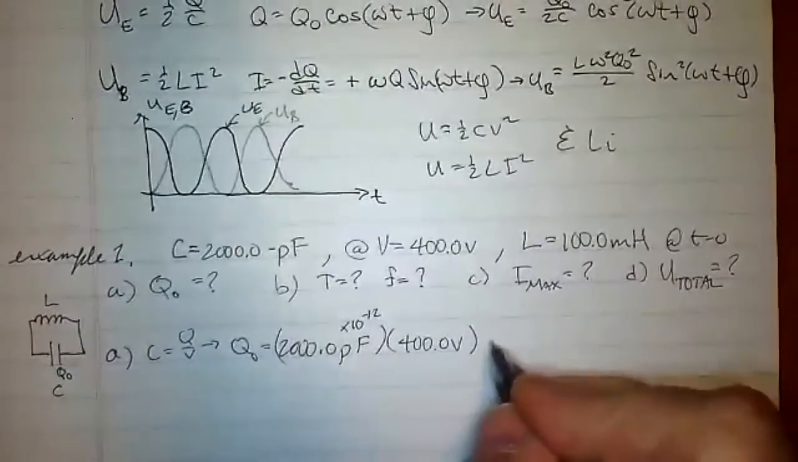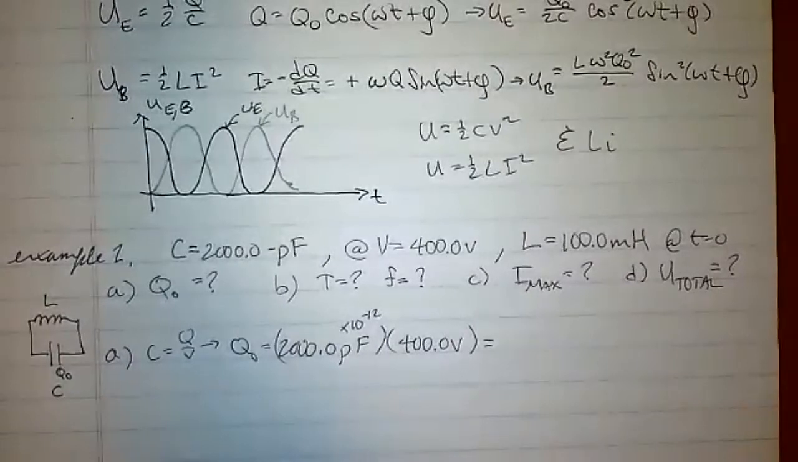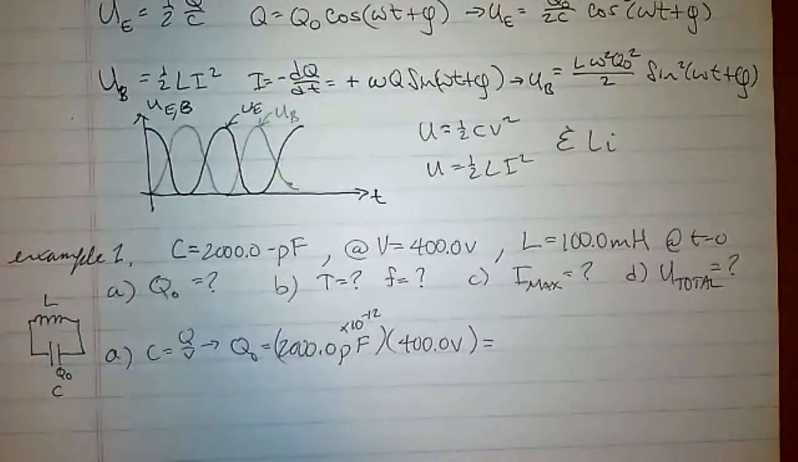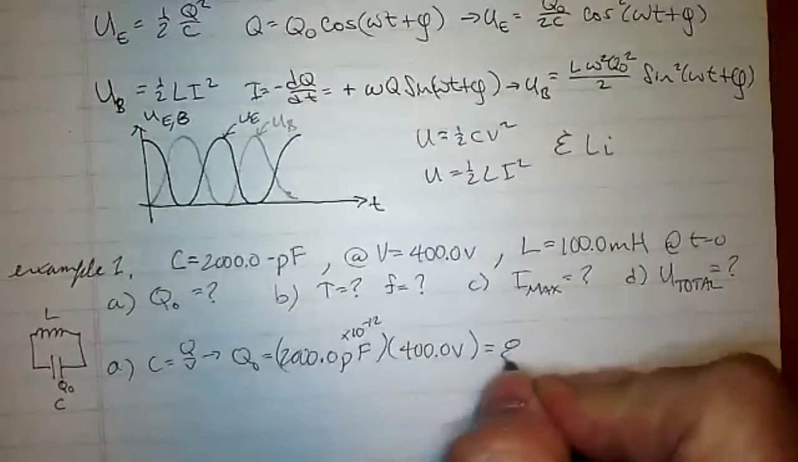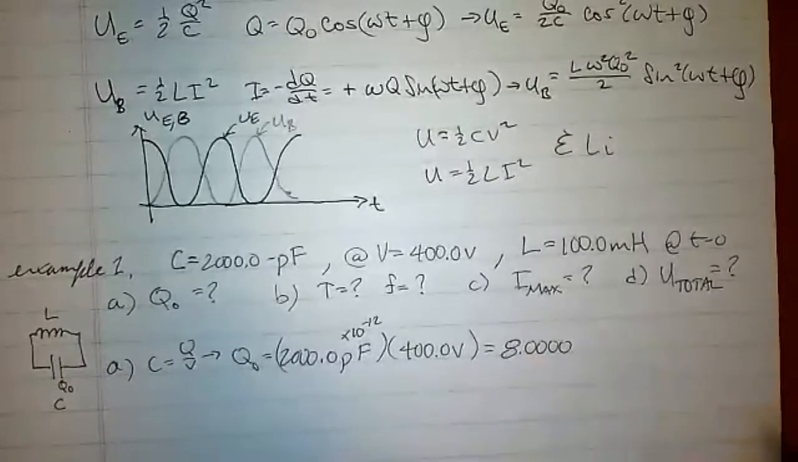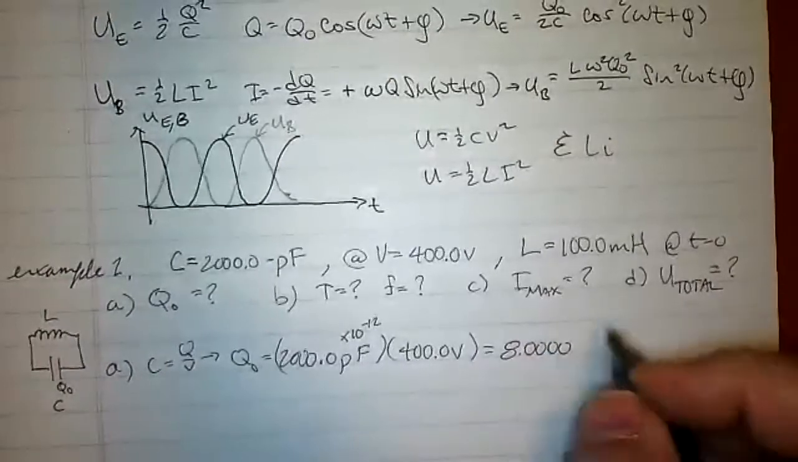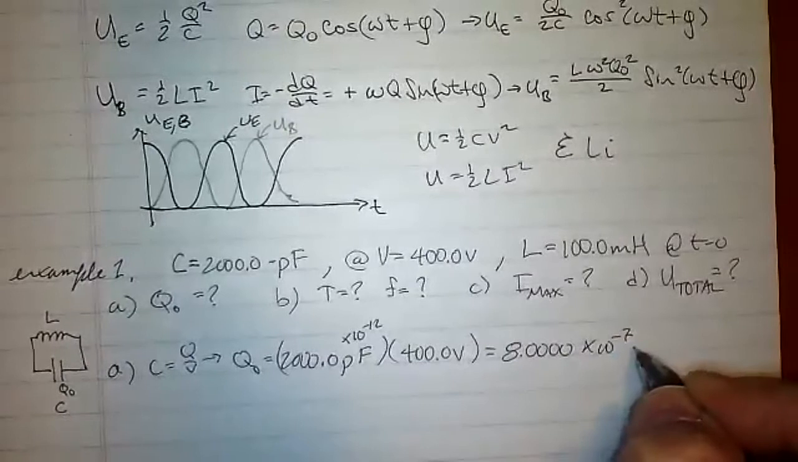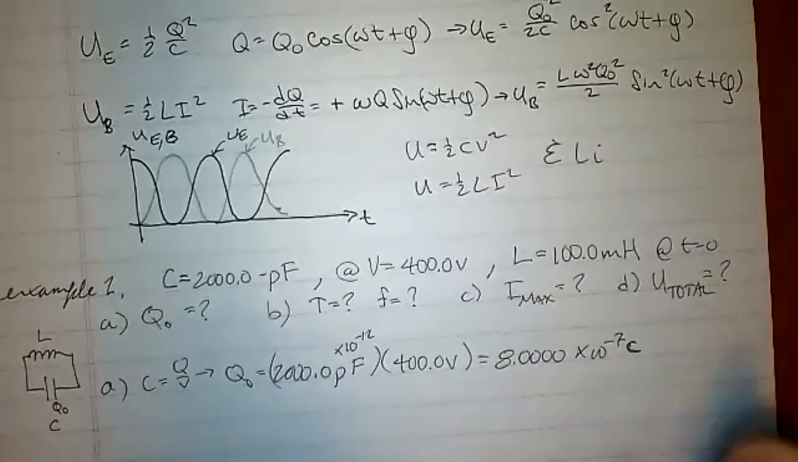So you can see I'm getting like 4 sig figs for all this. I'm going to compute this, but I've got to remind myself to tell you something after that. Okay, so let's see. I'm going to take 2000.0 e to the negative 12 times 400. And that's going to give me 8.000. Technically, it's 4 decimal places. So that's 8.000 times 10 to the negative 7th coulombs. Now, that's the charge.